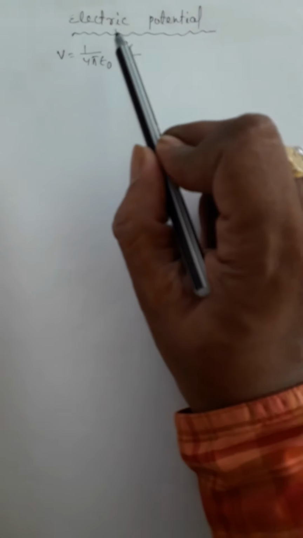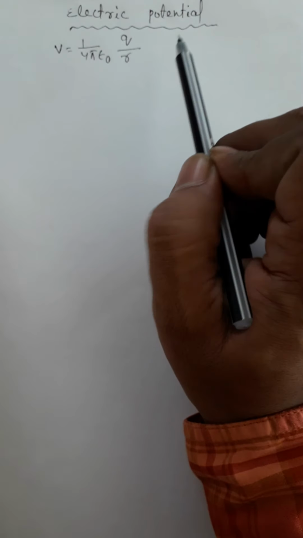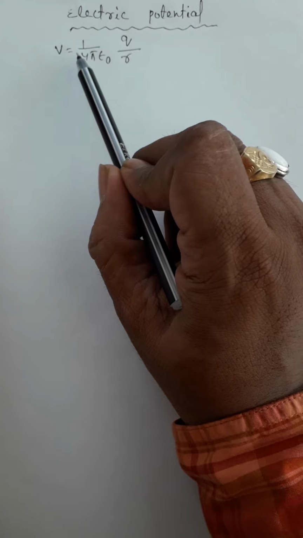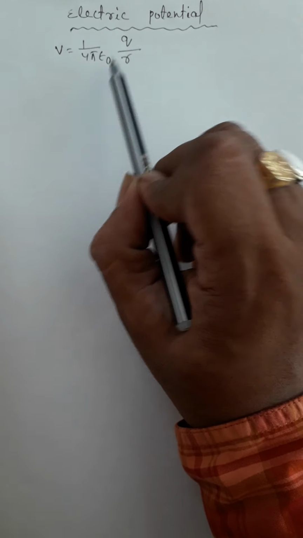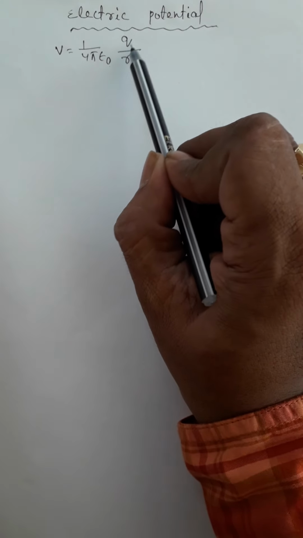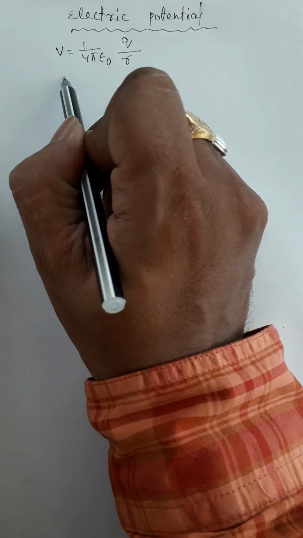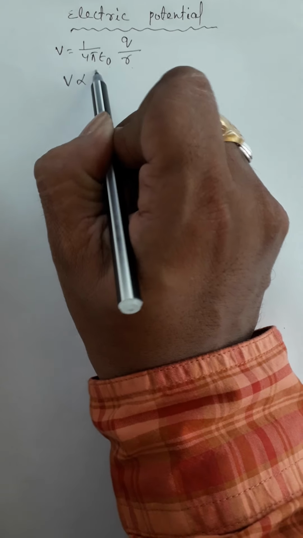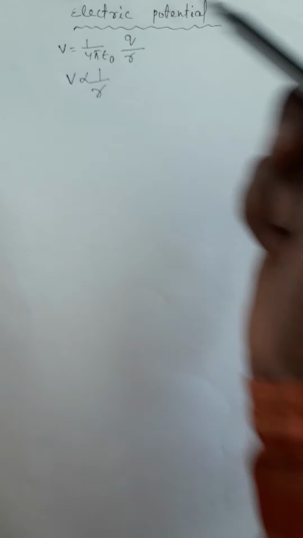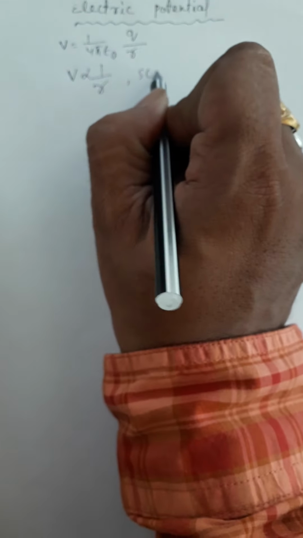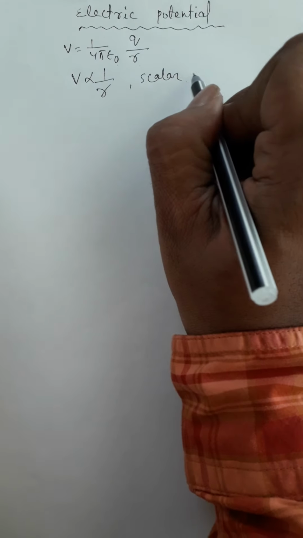Friends, in the previous lecture, we discussed electric potential due to a point charge, and the formula is electric potential V is equal to 1 by 4 pi epsilon naught, Q by R. This Q is the source charge. So, here electric potential is inversely proportional to the distance of the point from the source charge, and electric potential is a scalar quantity.